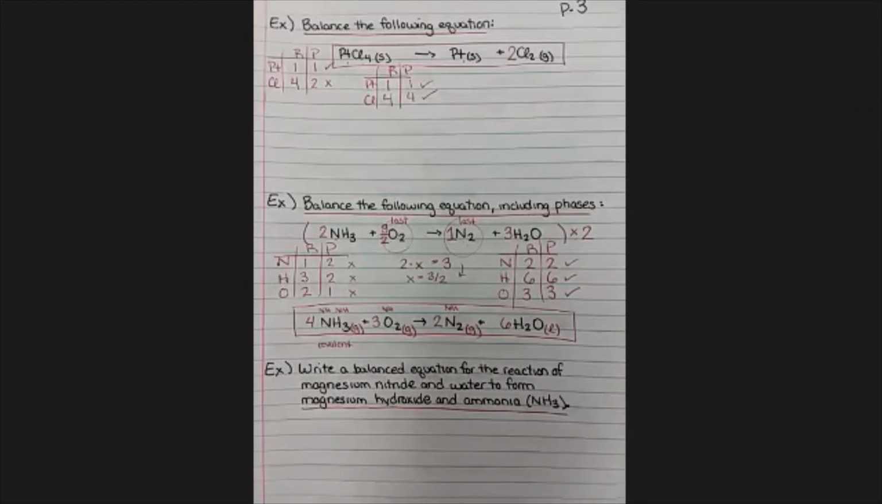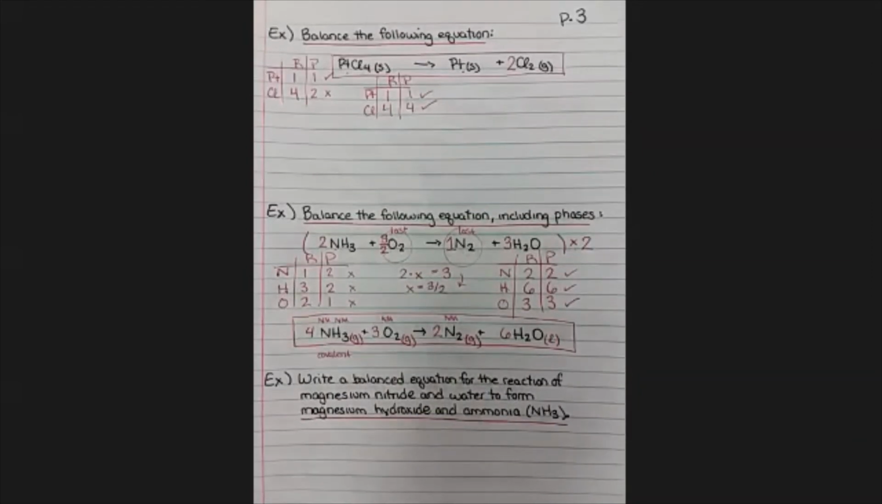All right, so now let's move on to our trickiest one yet. We don't even have the equation to start with. We have to work out of a word problem form. So this one says, write a balanced equation for the reaction of magnesium nitride and water to form magnesium hydroxide and ammonia. So we're looking for these clue words in the problem.